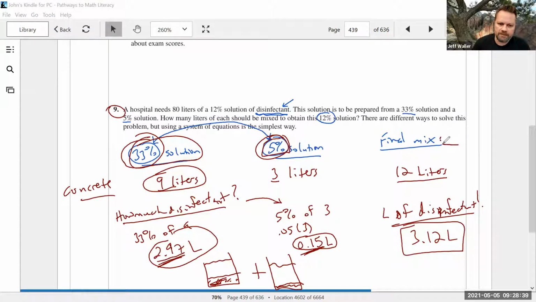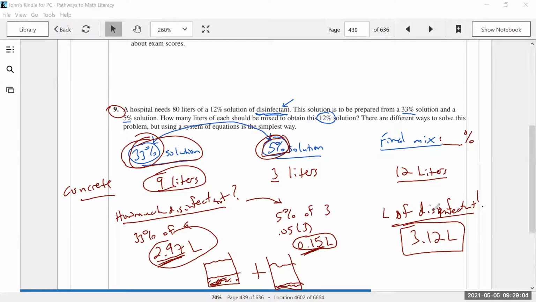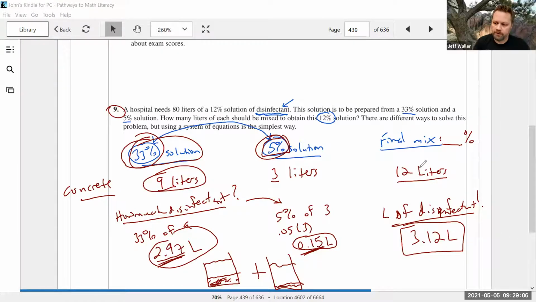Now, can somebody tell me what percentage of disinfectant is in the final mix? How do you figure that? Well, how much disinfectant is in the final mix? How many liters? 3.12. Good. Out of how many total liters? 12. So 3.12 divided by 12, what do you get?